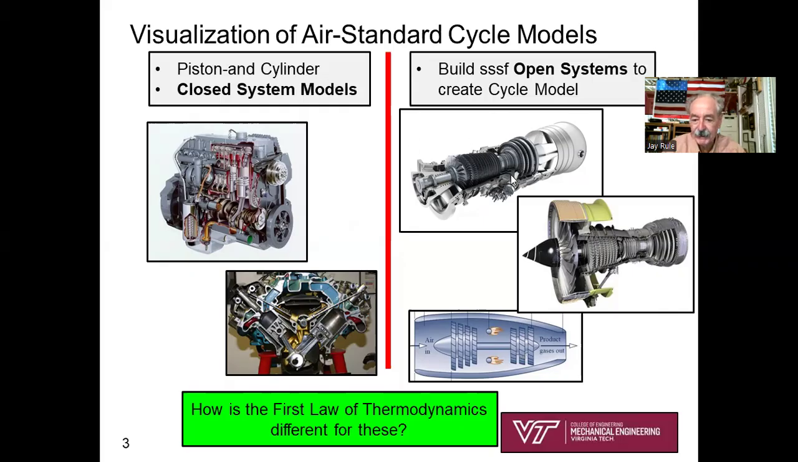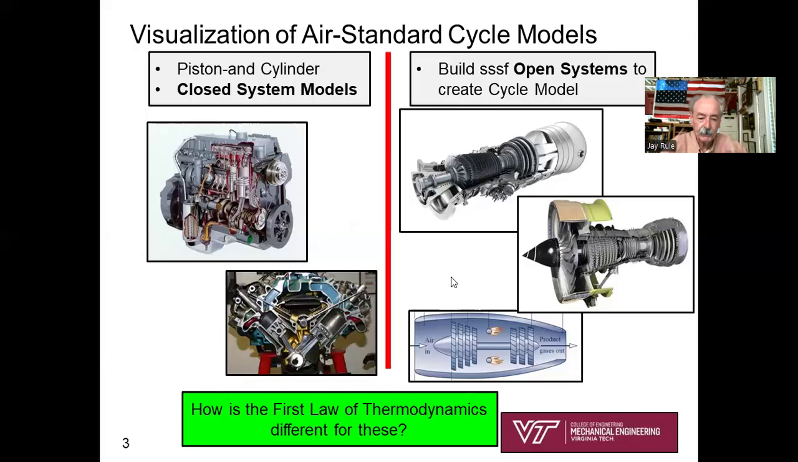This is a stationary gas turbine engine. You can see a shaft coming out, and it's going to be driving an electric generator. It's a power plant. This is a Rolls-Royce Trent 1000 gas turbine turbofan engine, and this image is the classic depiction of a basic gas turbine engine in your textbook. So quickly, how is the first law of thermodynamics different for this set of models compared to this set of models? Think in your mind, how is the first law, the energy balance, different?